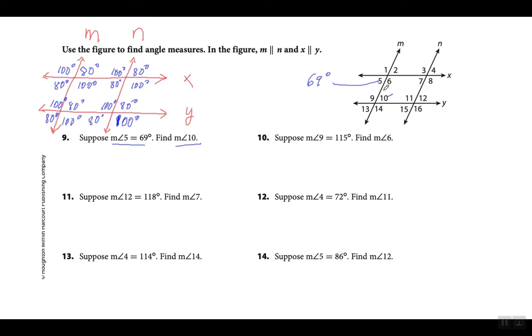They're alternate interior angles, so I already know that they have to be equal, but let's just look here, just in case you weren't sure. 5 and 10, look where they're located and find them over here. That's this one with this one, okay? Si se fijan donde quedan ángulos 5 y 10, es aquí y aquí. Y la medida de esos ángulos tiene que ser igual. Alright, so those angles have to measure the same amount, so that means the answer is 69 degrees.